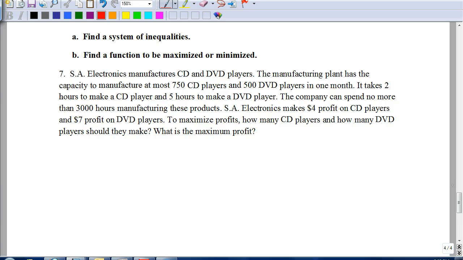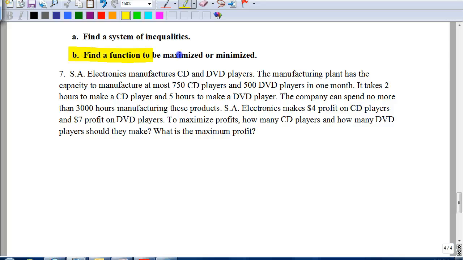It says SA Electronics manufactures CD and DVD players. The manufacturing plant has a capacity to manufacture at most 750 CD players and 500 DVD players in 1 month. It takes 2 hours to make a CD player and 5 hours to make a DVD player. The company could spend no more than 3,000 hours manufacturing these products. SA Electronics makes $4 profit on CD players and $7 profit on DVD players. To maximize profits, how many CD players and how many DVD players should they make? And what is the maximum profit?